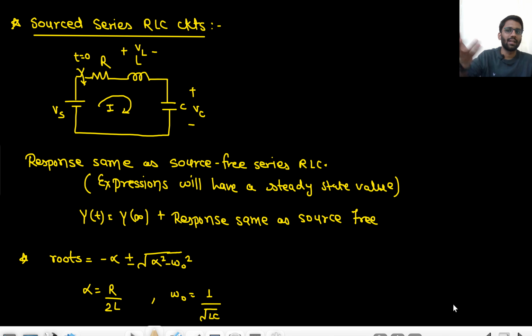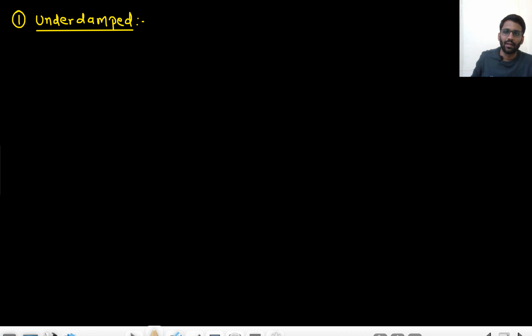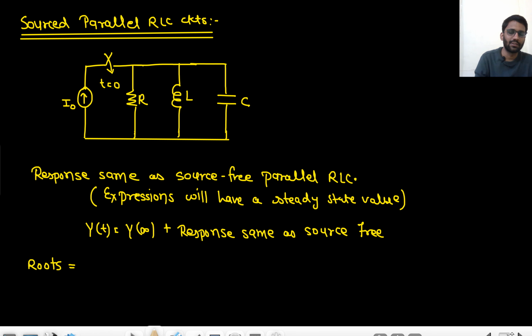Then we will see sourced RLC circuit. What happens if there is a source? Nothing different will happen. It will be the same as the source-free response, just a steady state value will come. Only the steady state value will come. Nothing will be different. Same alpha and omega for series RLC. Right? Everything will be the same. Then we will see sourced parallel RLC. So everything will be the same, just this value will come.